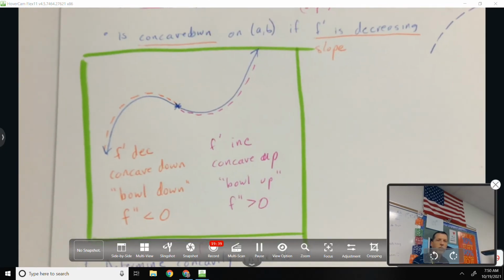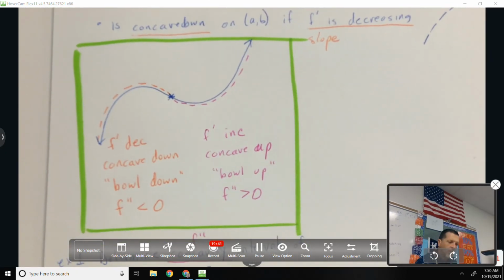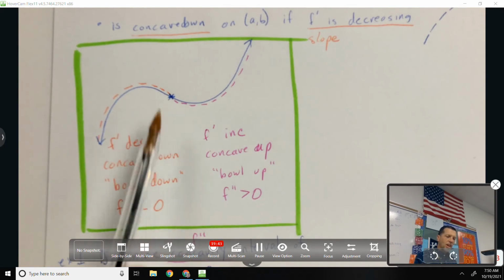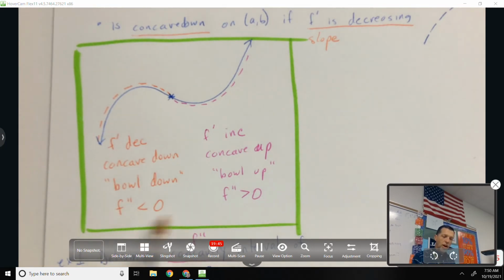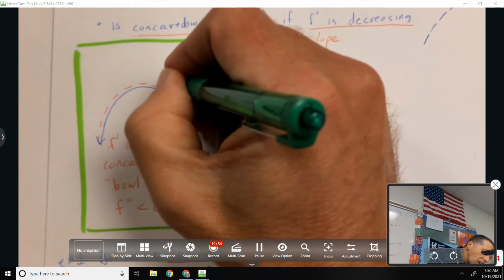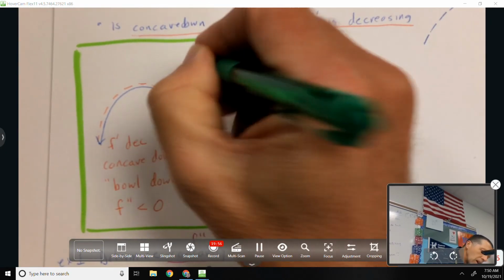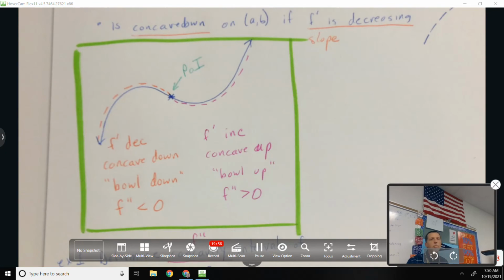Back up to this picture that we did earlier. So that little x right there, f double prime changed from one way to the other. So that little thing is called a point of inflection. That's a POI, point of inflection.